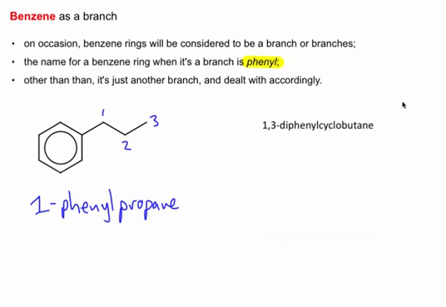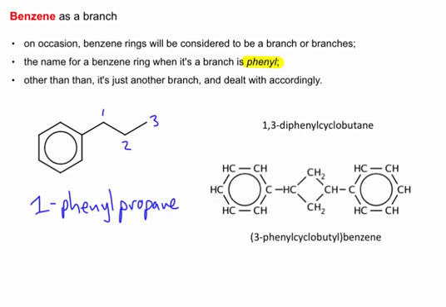Here's another example, 1,3-diphenylcyclobutane. Well, that looks like a mouthful, but it's pretty easy to pick it apart. So it's a cyclobutane, so cyclic 4-carbon, and on carbon 1 and carbon 3 you have a benzene bonded to it, a phenyl branch. So let's have a look at what that is. And so that's the structure.